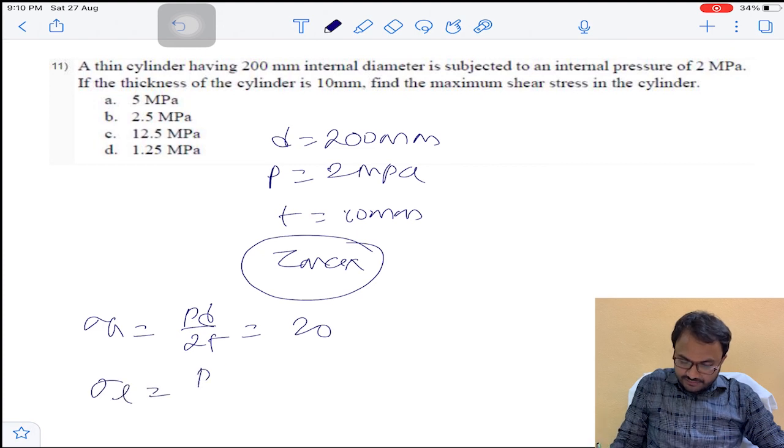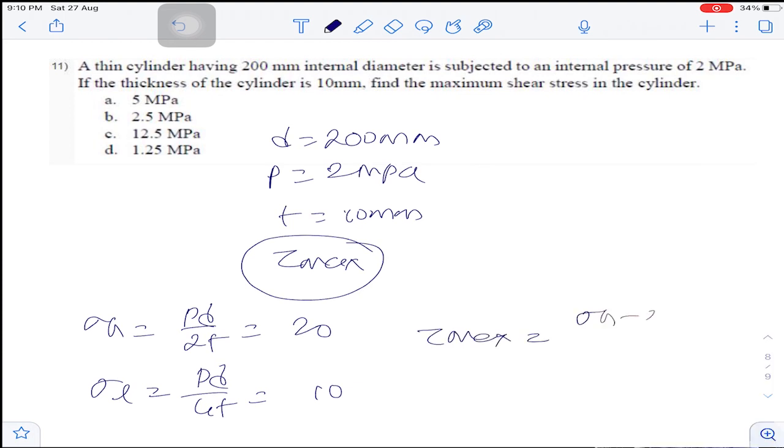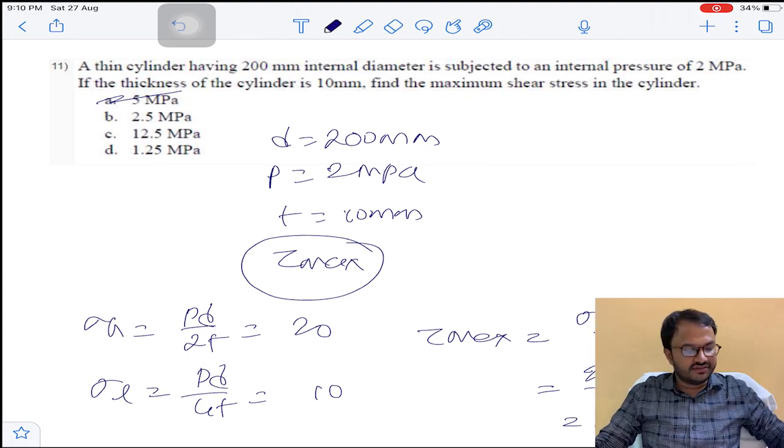Sigma L is equal to PD by 4T. You will get it is 10. So tau max is equal to (sigma H minus sigma L) divided by 2. 20 minus 10 divided by 2, it is 5 MPa. So the answer is A for question number 11. And coming to the last question.